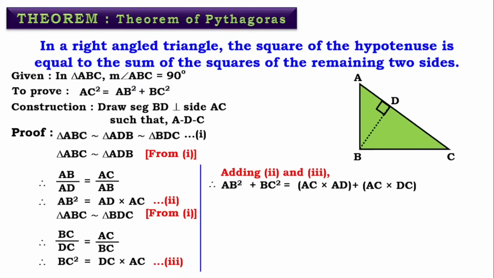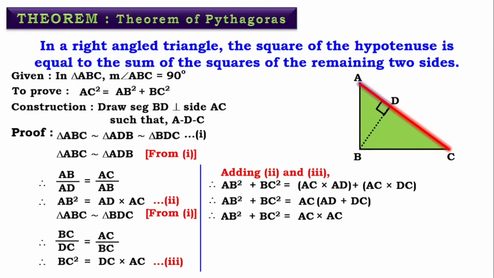Okay. Now let's observe this. Something is common in RHS, that is AC. That goes outside. So therefore AB square plus BC square is equal to AC, which is the common thing that goes outside. What remains in the bracket? AD plus DC. Now observe in the figure. This AD plus DC will give me AC only, because A-D-C. So AB square plus BC square is equal to AC into AC.